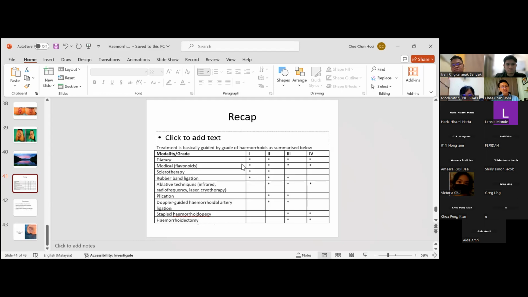Especially for things like the stapler, because with stapling, as you know, the donut that is cut off is above the dentate line. Whatever is above the dentate line is pain insensitive. So there's not much pain. Even for lasers and all that, you're supposed to do it above the dentate line. That's why there's not much pain there.